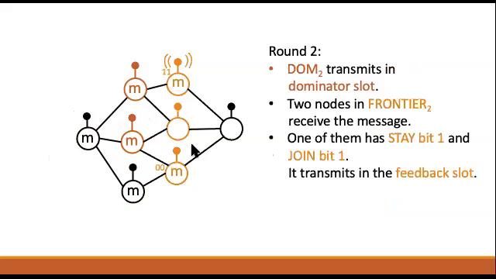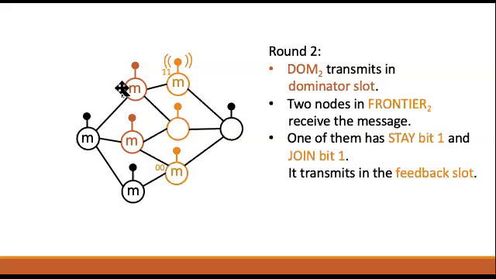The top orange node has stay bit 1, so it transmits in the feedback slot. It is the designated feedback node for the top brown node. So the top brown node stays in the minimal dominating set. The top orange node also has join bit 1, so it joins the minimal dominating set.